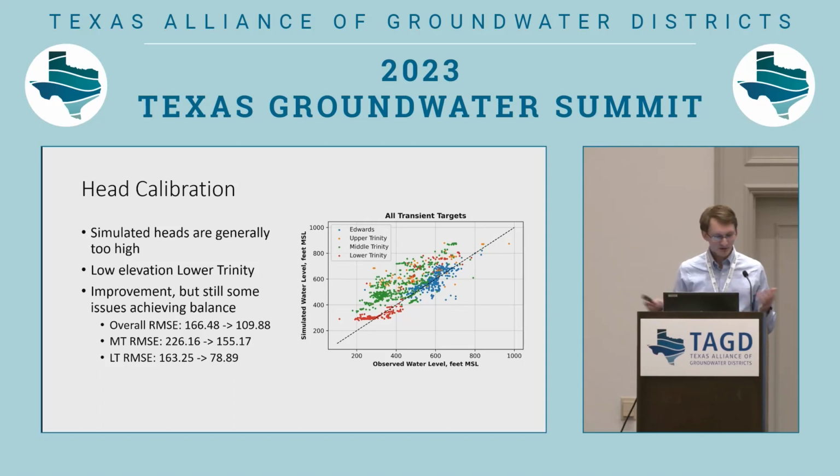So we ran a bunch of statistics, but we only wanted to include one so you don't have a bunch of numbers to look at. And what we show on here is the root mean square error. And that first value is from the Trinity Woodbine, and that second value is from the Clearwater model. So you can see the overall root mean square error decreased quite a bit, but even just looking at the middle Trinity or just looking at the lower Trinity, it also decreased.